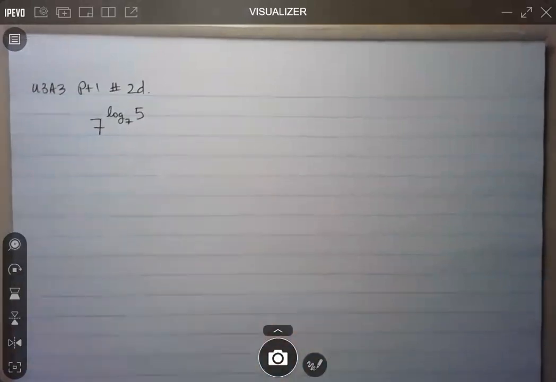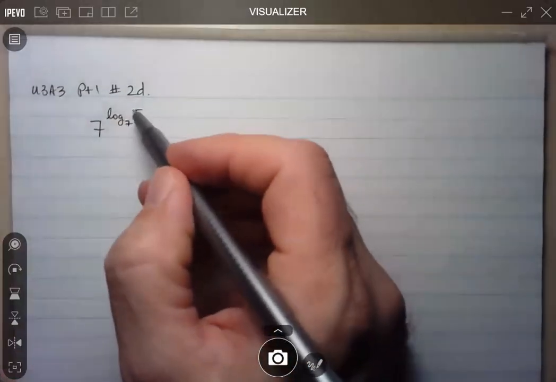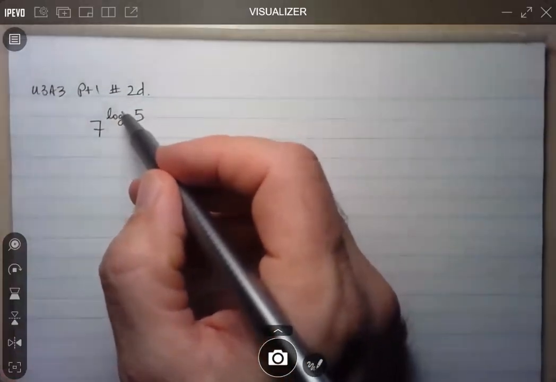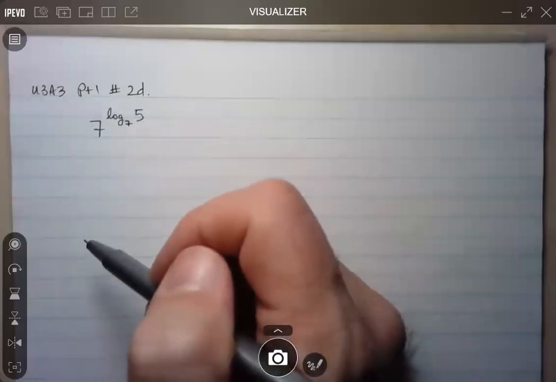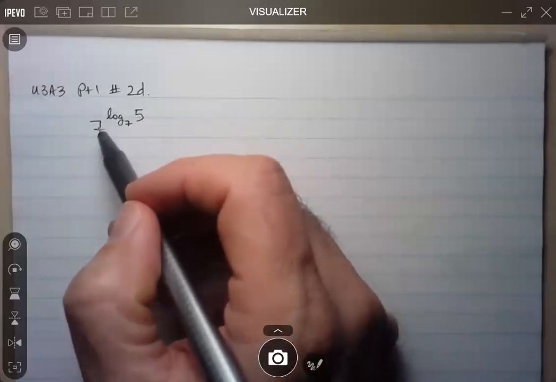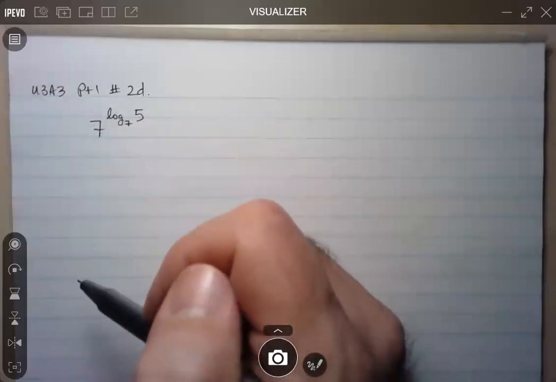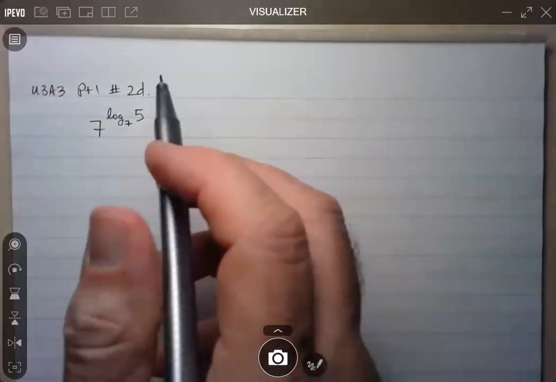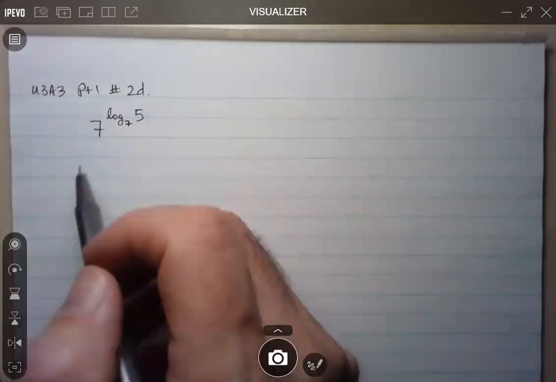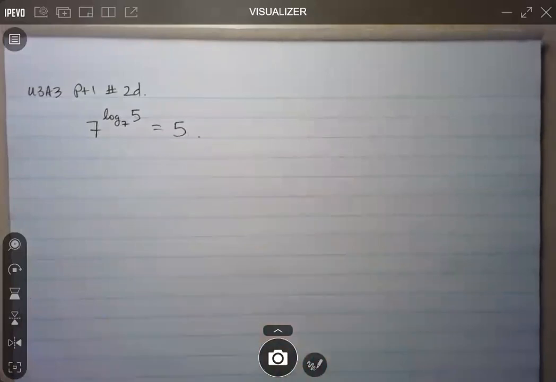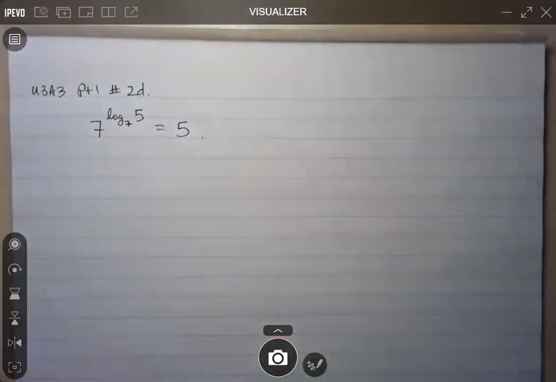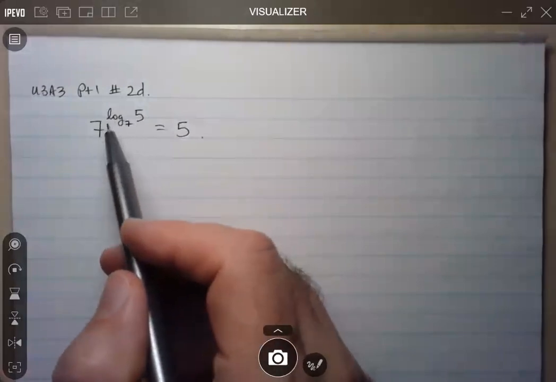And here, well, this is one of those questions where there's really not much thinking that you should be doing, because what I notice is I've got this number 5, which is being inputted into the function log base 7, and then that output is going to the function 7 to the x. And we should recognize these as being inverses of each other. We know that when we apply a function followed immediately by its inverse, the result is just whatever the original input was. And that's it. That's all it is. It's equal to 5.